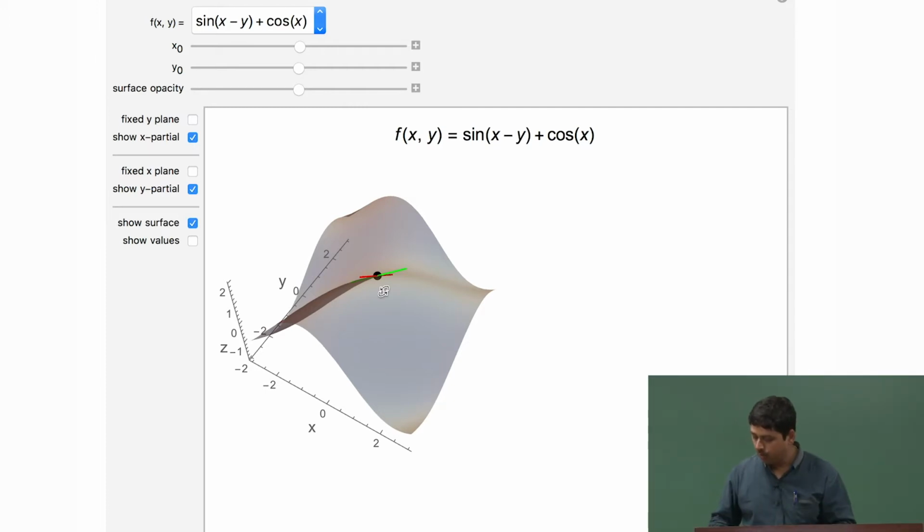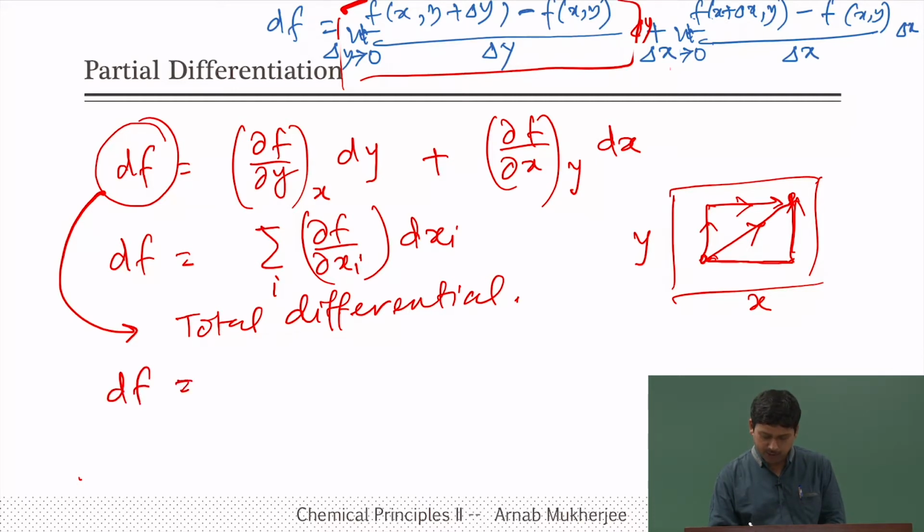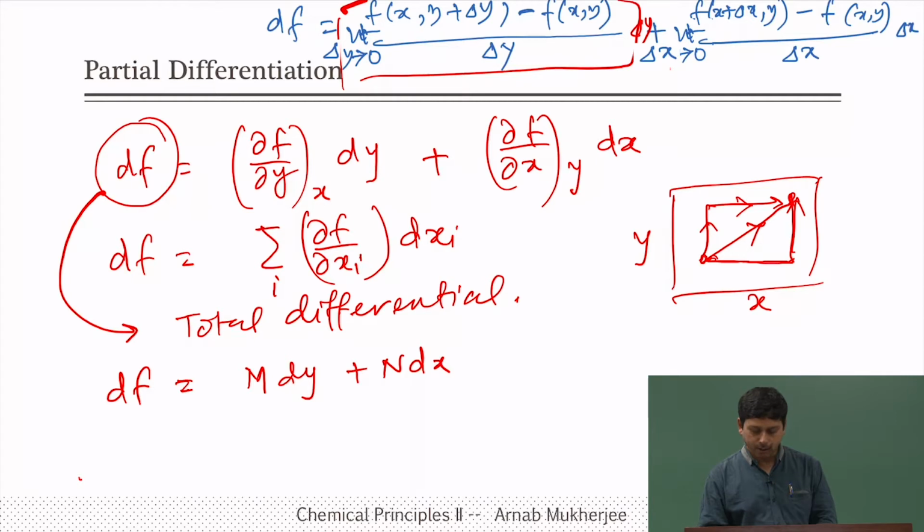But now, how do you actually show that it is independent of path, and what is the formula for doing that? So, now we have written the total differential in terms of the partial differentials. Now, we simplify that a little bit, and we say that del f by del y at constant x is M. So, we can write M dy plus N dx. Okay.